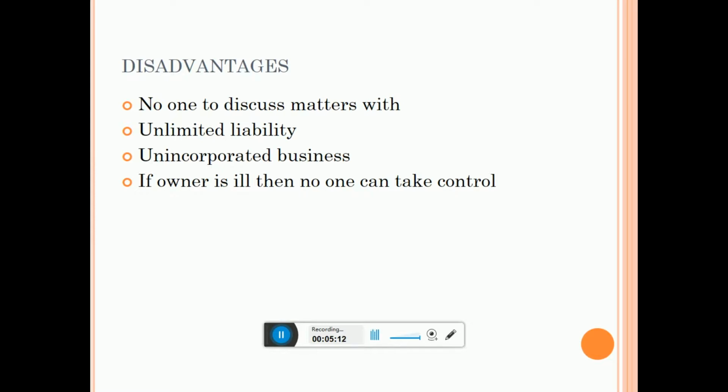And the last point is, if the owner is ill, then no one can take control. So it is very difficult. If the owner is ill, then sometimes we see that the shops are closed, and there is no one to control the shop.